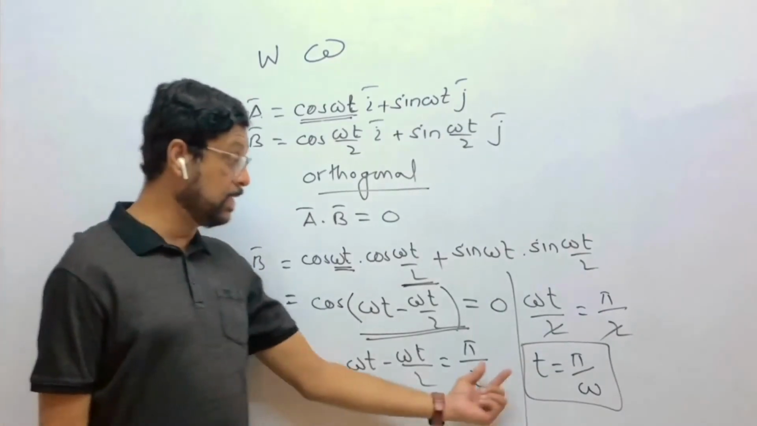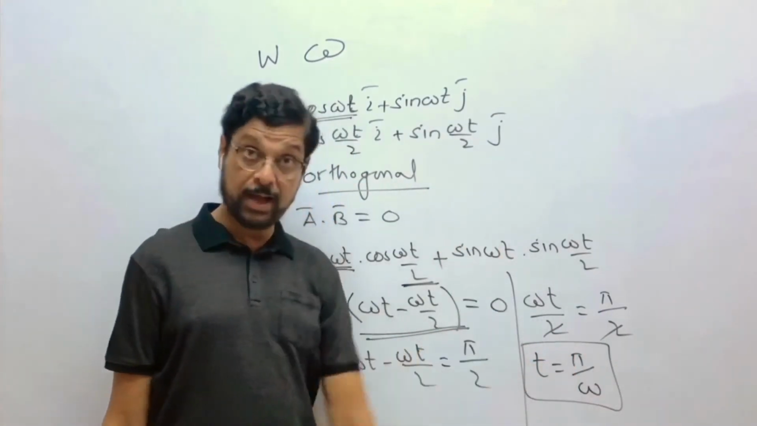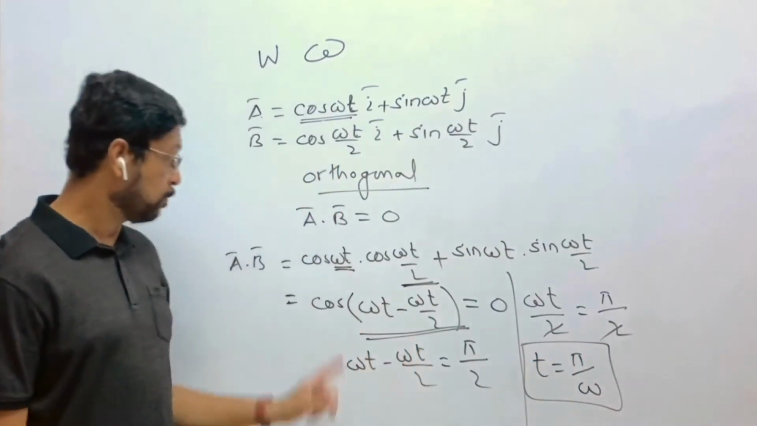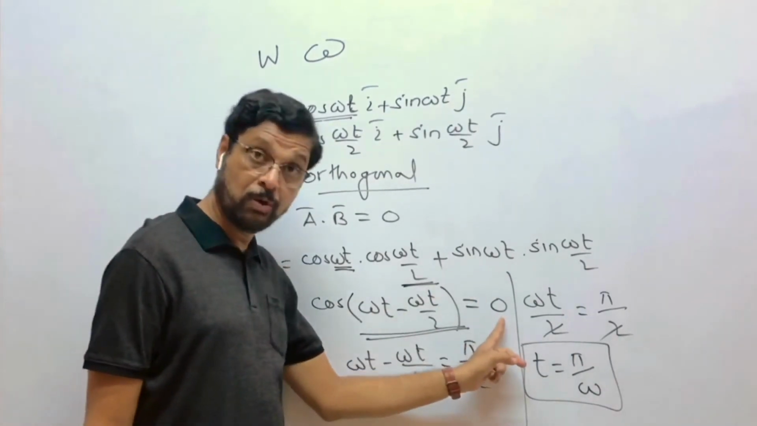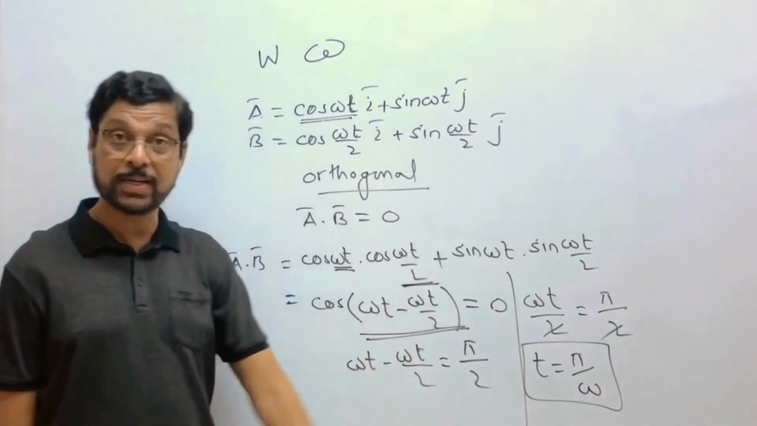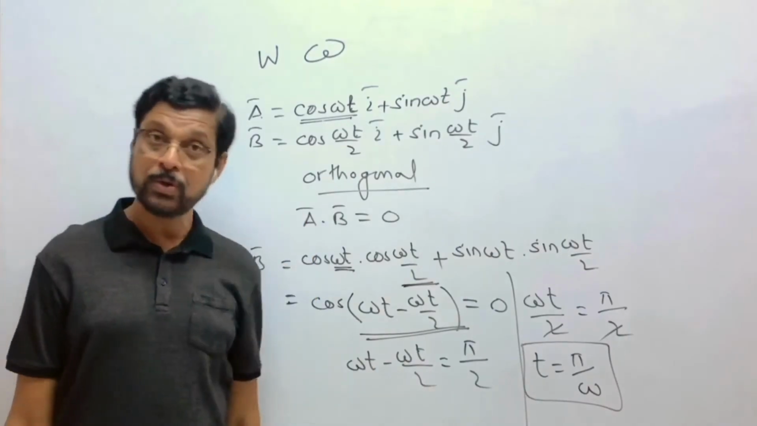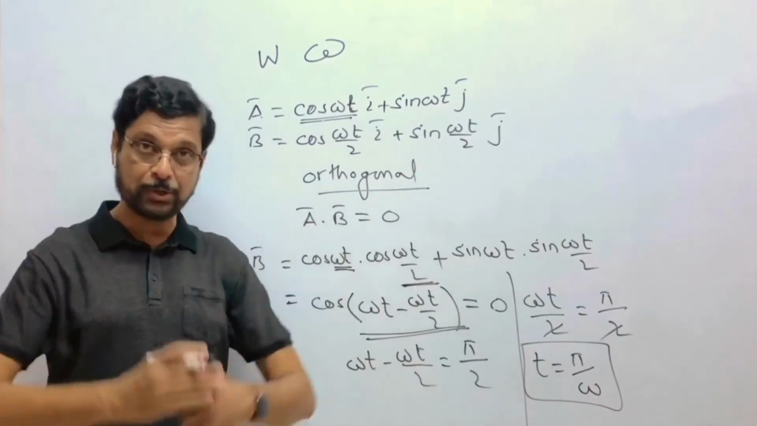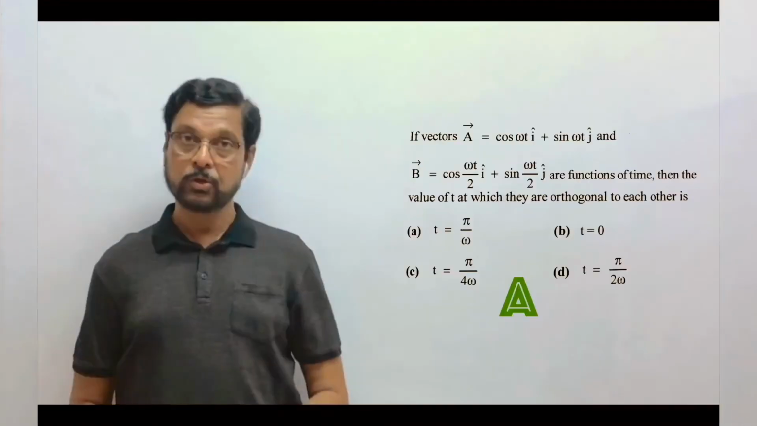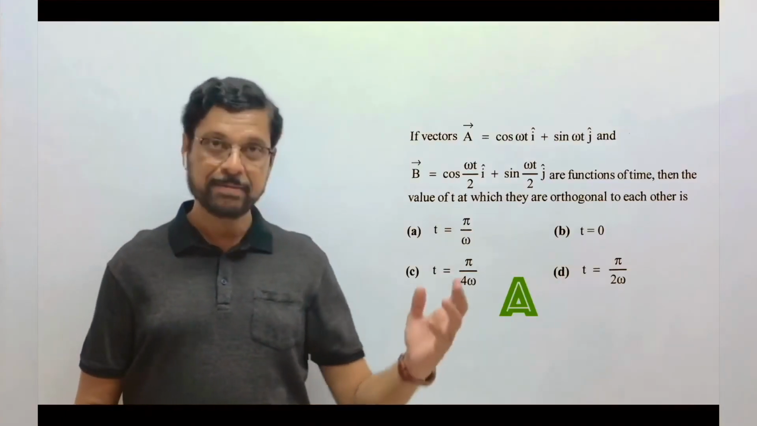So when t is equal to pi by omega, in that case, A dot B will be equal to 0, means the two vectors will be perpendicular to each other. They will be orthogonal to each other. So your answer is A. So moving on to next question.